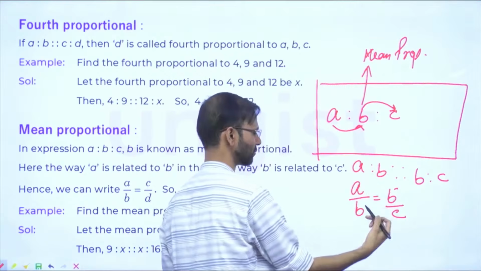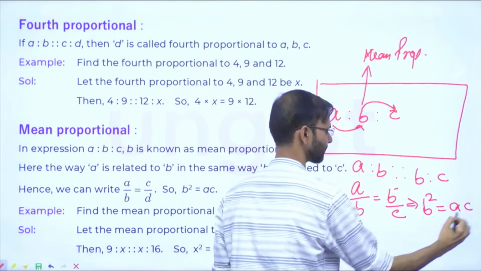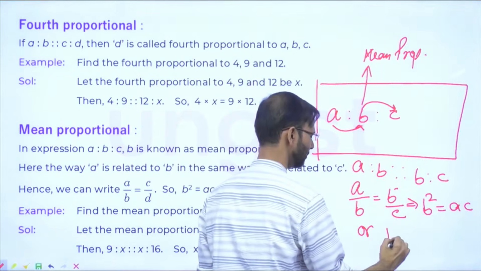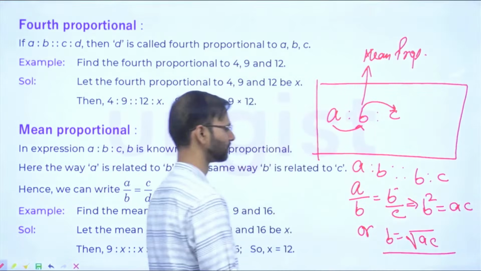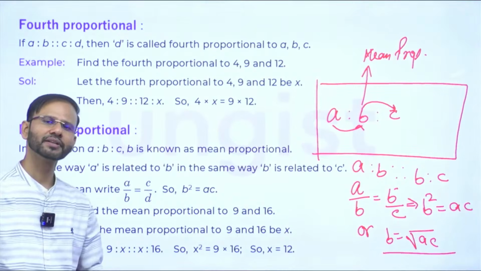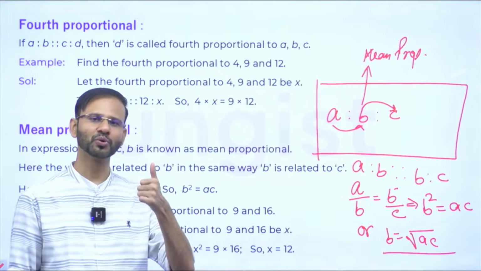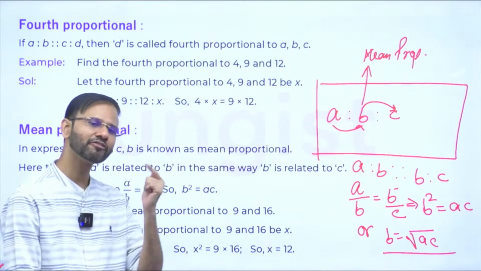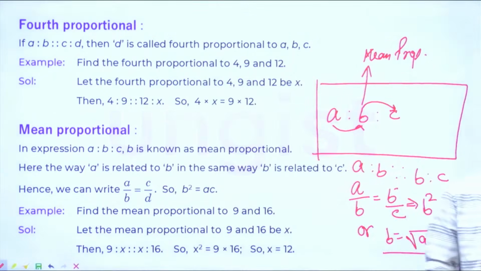A by B is equal to B by C, or you can say B square is equal to AC, or you can say B is equal to under root AC. Everybody, yes or no? So if three numbers are in proportion, then the middle one will be known as the mean proportion, and the square of the mean proportion will be the same as the product of the other two terms. Right, everybody? The square of the mean term will be the same as the product of the other two.